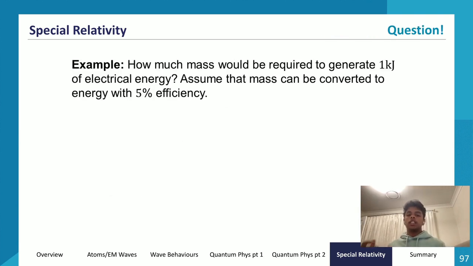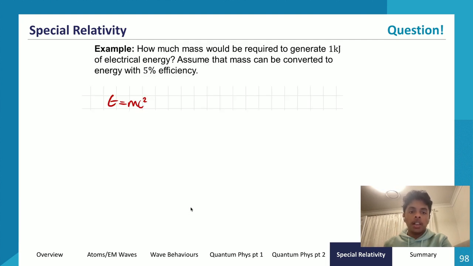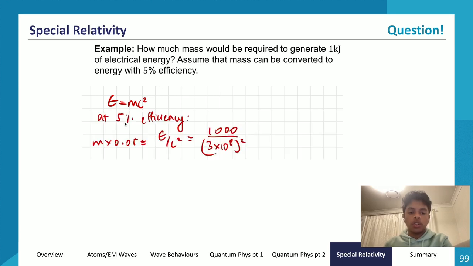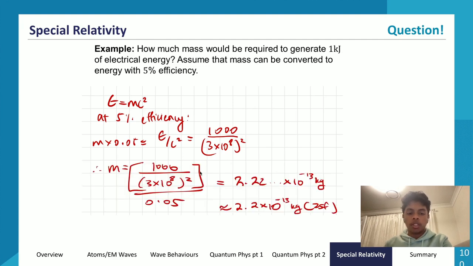So this is the mass energy equivalence. Let's say how much mass would be required to generate 1 kilojoule of electrical energy. Assume that mass can be converted at 5% efficiency. So if we write down the equation, E equals mc squared, then for 5% efficiency, we can rearrange this equation to have m times 0.05 equal to E over c squared, which we can now sub in the values for: 1000 over (3 times 10 to the power of 8) squared, to get a value for mass of approximately 2.2 times 10 to the power of negative 13 kilograms. So a very, very minute and small amount of mass. That's all we need to generate 1 kilojoule of energy.